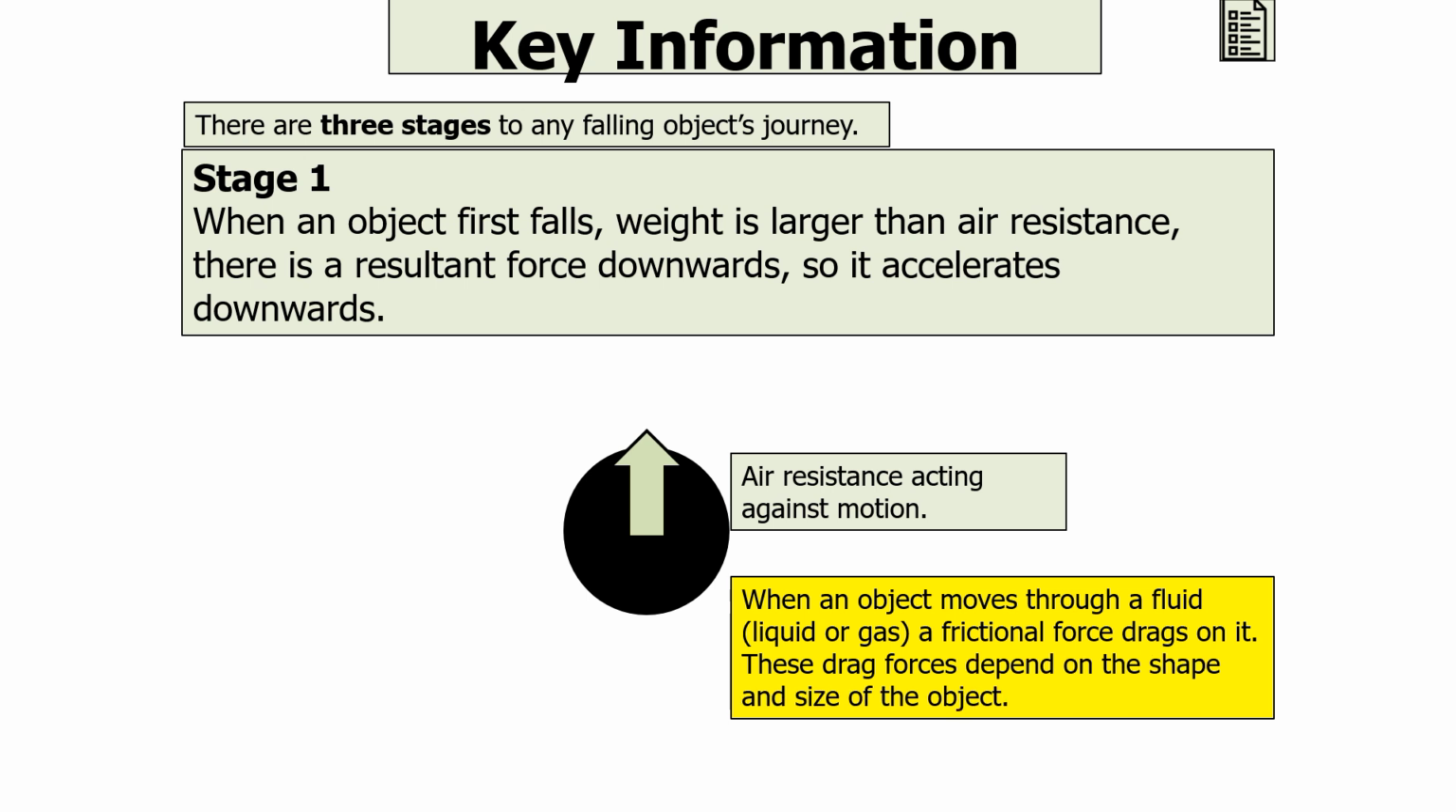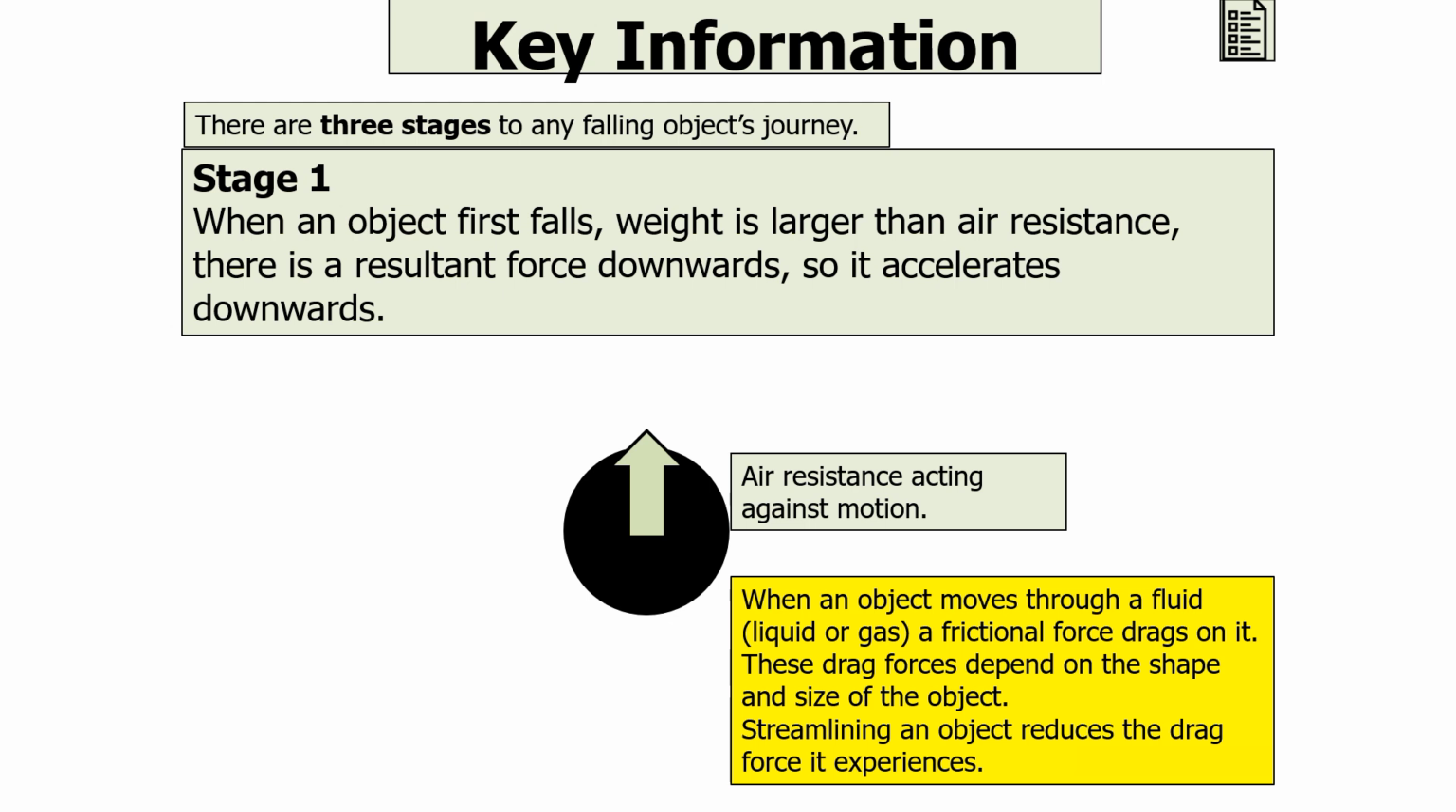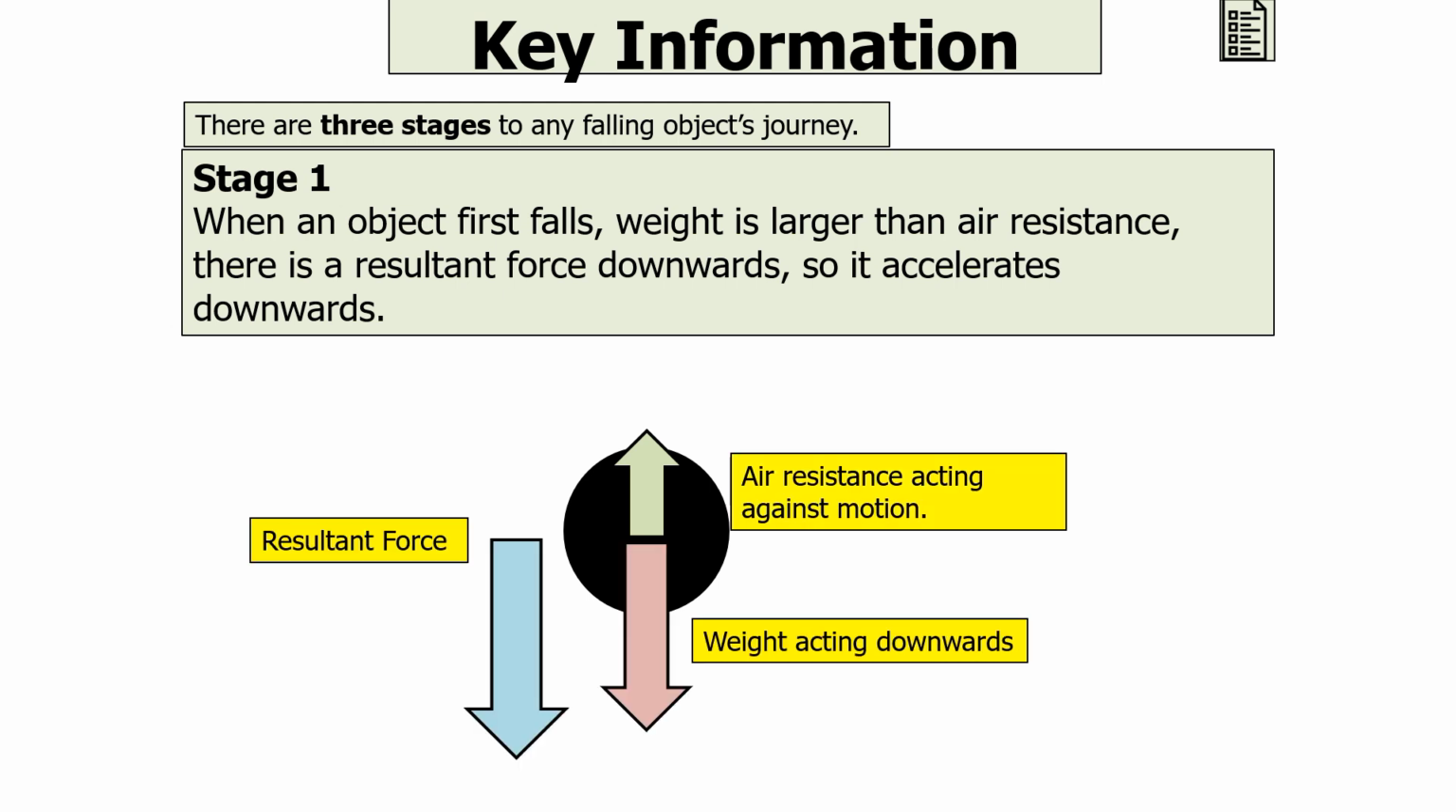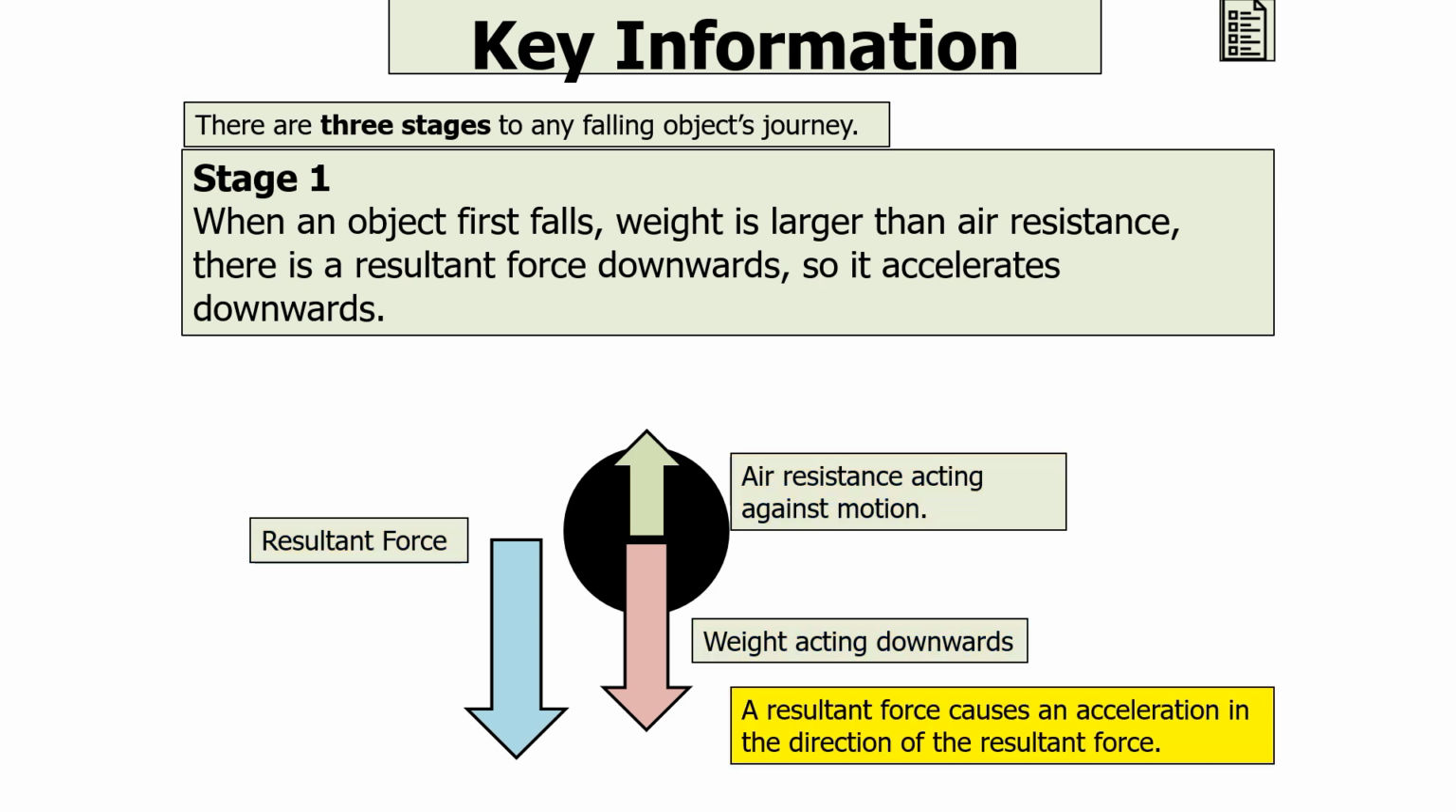And these drag forces depend on the shape and size of the object. It's important to note that streamlining an object reduces the drag force it experiences. So you can see here that our resultant force is linked to both the weight acting downwards and the air resistance against the motion. Now a resultant force causes an acceleration in the direction of the resultant force, which is Newton's first law of motion.